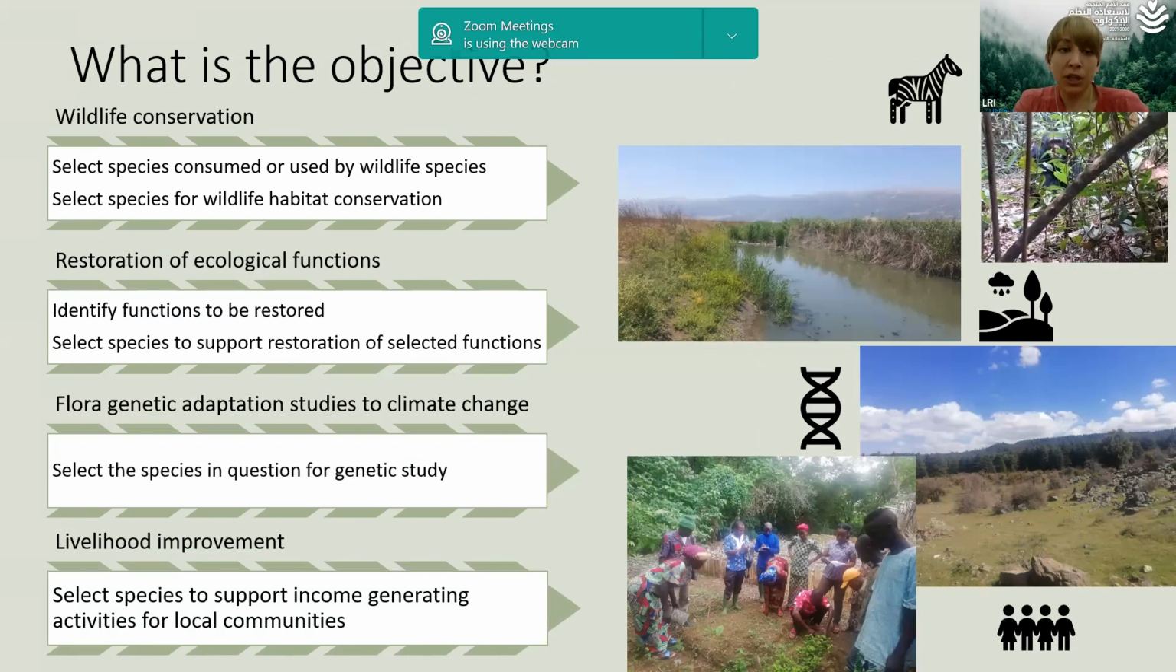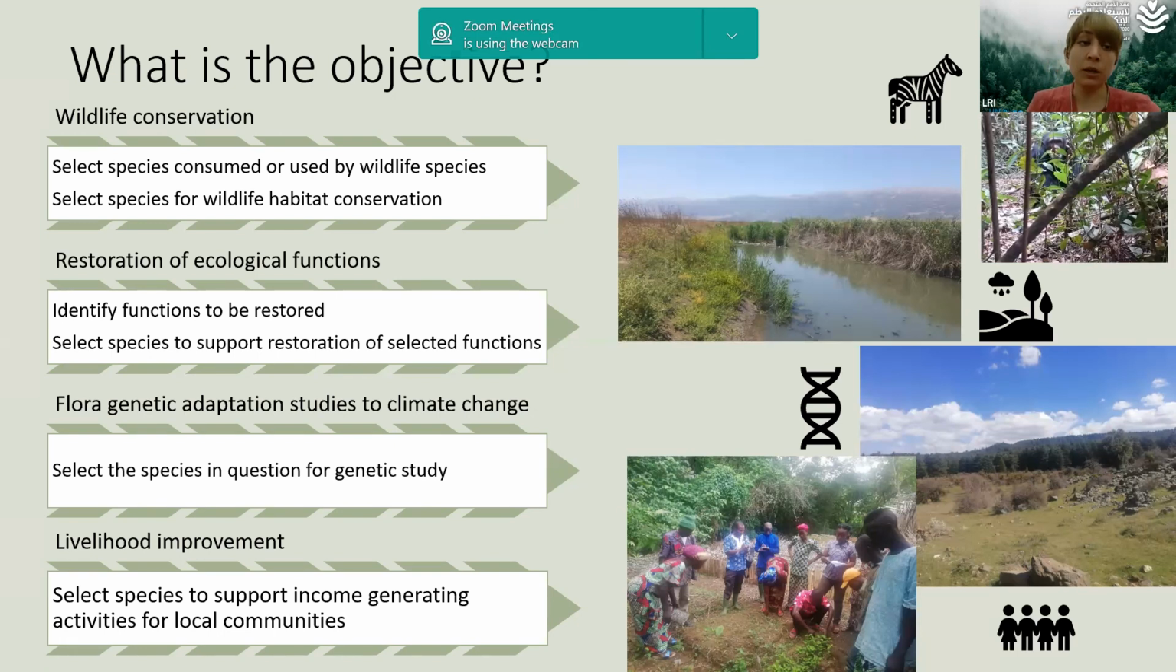What is the objective of our project? For instance, if the objective of our project is wildlife conservation, we need to keep in mind to select species that are consumed or used by wildlife species and select species for wildlife habitat conservation. If it's restoration of some ecological functions, we need to first identify what are those ecological functions we would like to restore in our project and select the species to support the restoration of those selected functions.